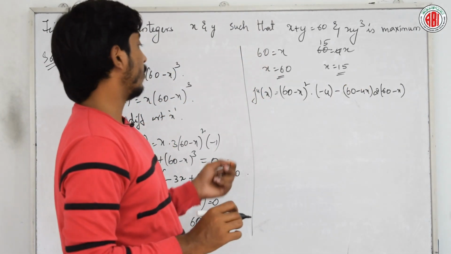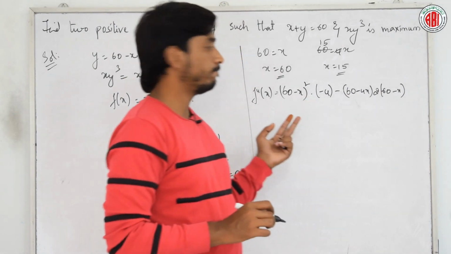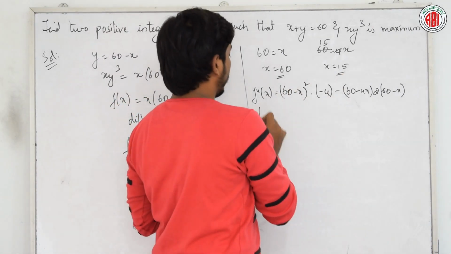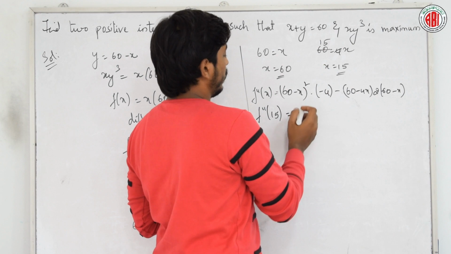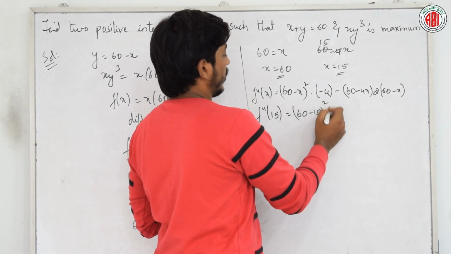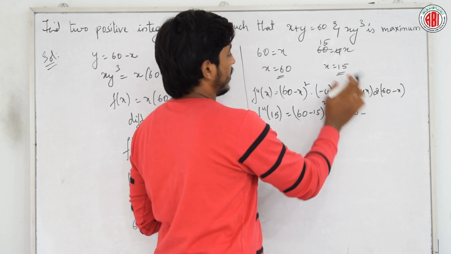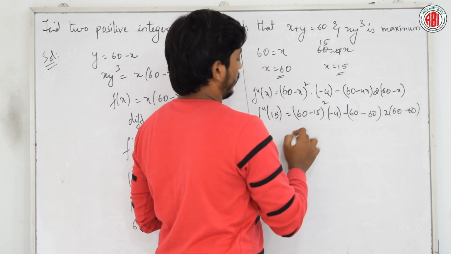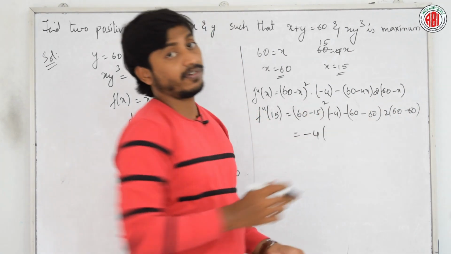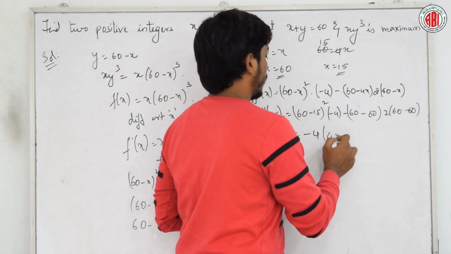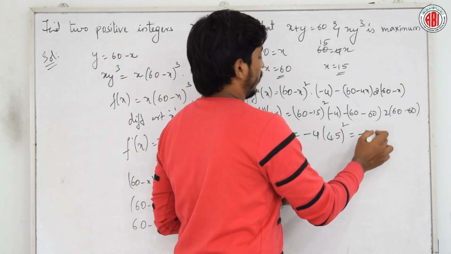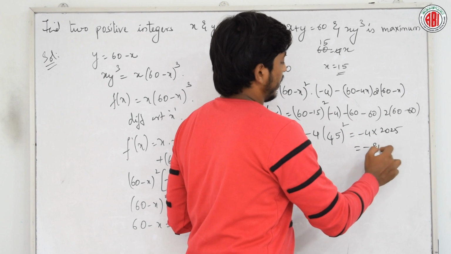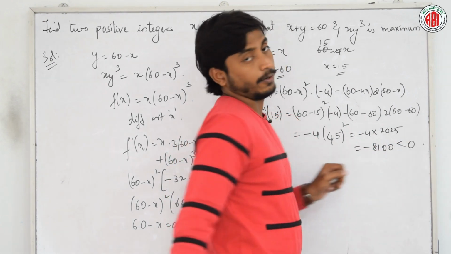Is it clear? Now can I take 60 minus x common? Let us take and substitute it, or else let us directly substitute 15 here. F double dash of 15 is equal to 60 minus 15 whole square into minus 4, minus 60 minus 15 fours are 60 into 2 into 60 minus 60. However, these both terms will get 0. Minus 4 into 60 minus 15 is 45, 45 square, minus 4 into, what is 45 square? Tell me. 2025, that is equal to minus 8100, which is less than 0, isn't it?